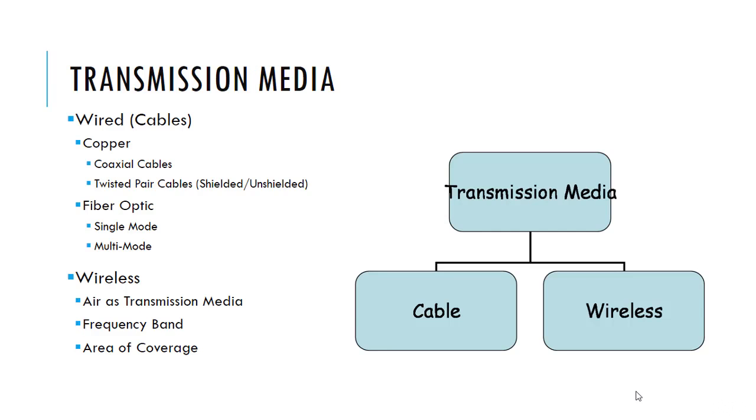The transmission media. The transmission media used by a computer network can be wired media, the cables, or wireless media using air as the transmission media. The wired media, the cables, can be made of copper or fiber optic. Copper cables can either be coaxial cables or twisted pair cables, and in turn the twisted pair cables can either be shielded, STP shielded twisted pair, or unshielded, UTP unshielded twisted pair.